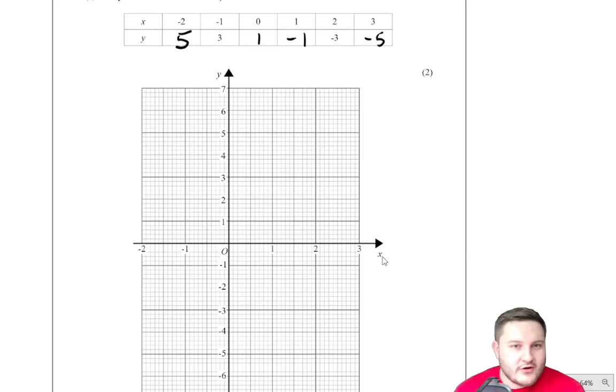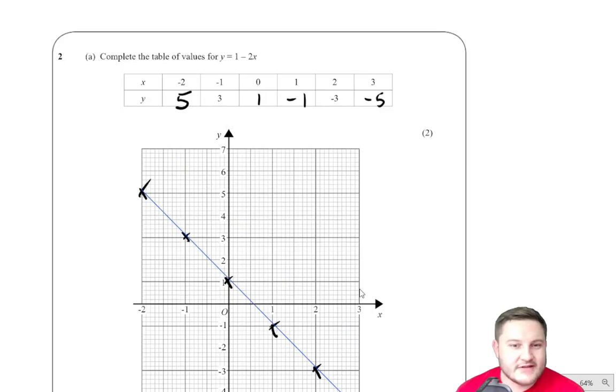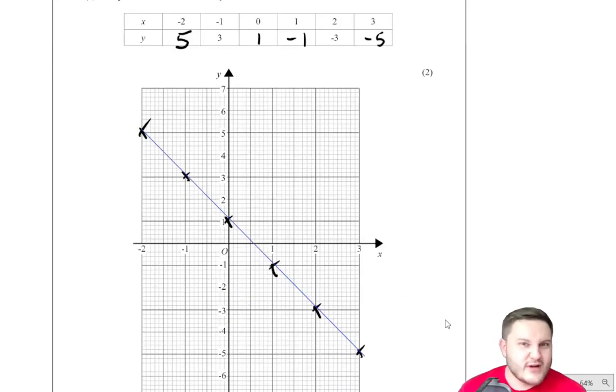And then we just need to plot the graph. So negative 2, 5. Negative 1, 3. So we're going to get something that looks like this. And then we just need to draw a line that goes through all those points with a ruler. There we go. And the job's a good one. So there's our line. And obviously there are no points that deviate from this line, so I'm pretty confident that that's going to be right.